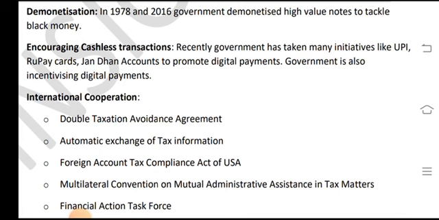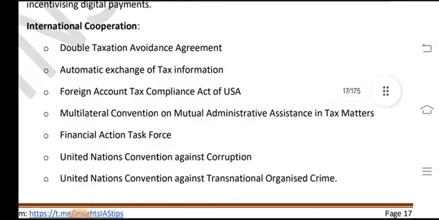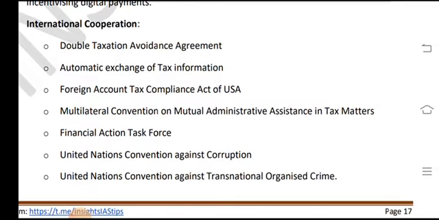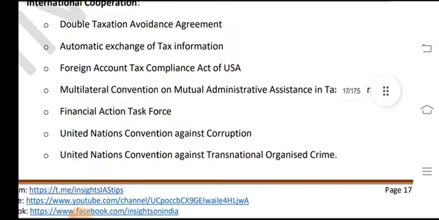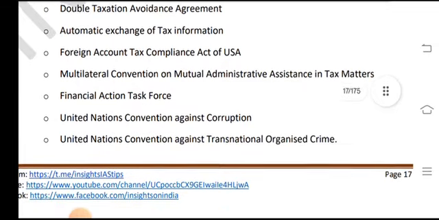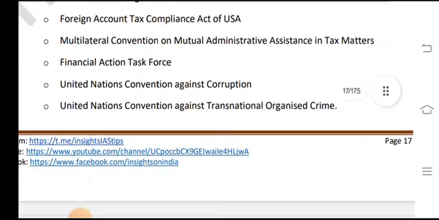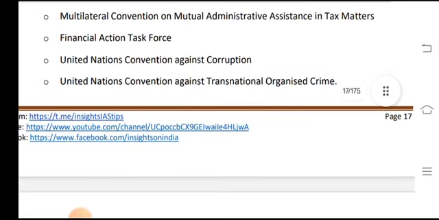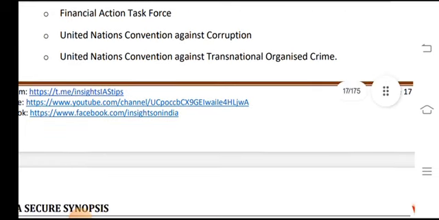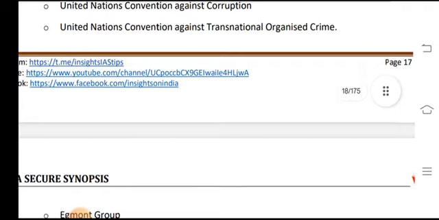incentivizing digital payments. International cooperation: double taxation avoidance agreements, the automatic exchange of tax information, the Foreign Account Tax Compliance Act of the USA, the multilateral convention on mutual administrative assistance in tax matters, the Financial Action Task Force, the United Nations Convention against Corruption and the United Nations Convention against Transnational Organized Crime.